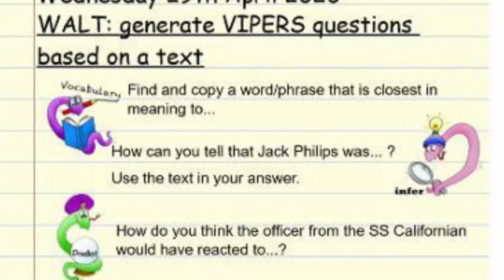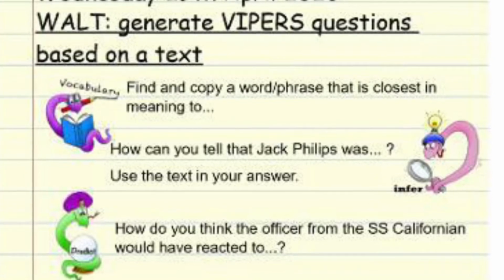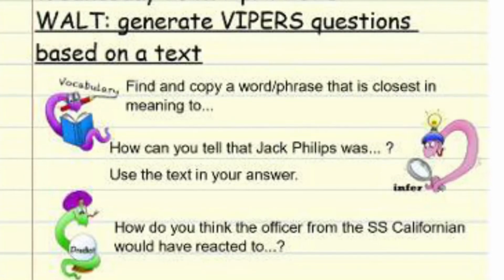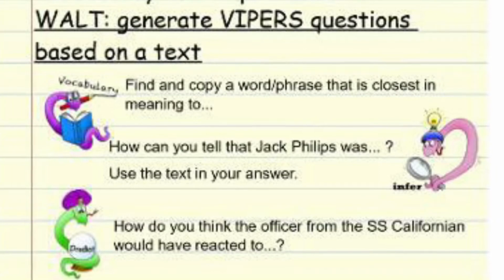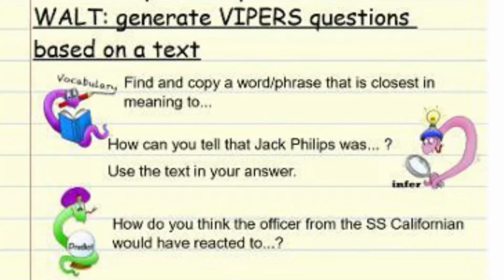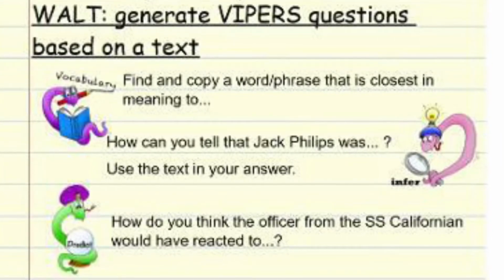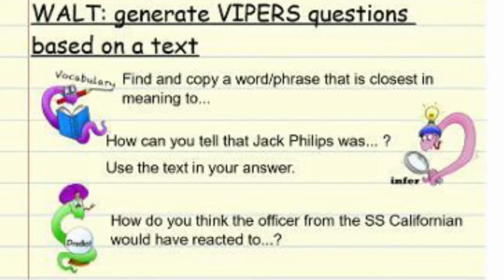Final one on this page is predict. So a prediction question I thought might be a good one was, how do you think the officer from the SS Californian would have reacted to blank? Now if you look in the text, our officer from the SS Californian was told to shut up. So your prediction question might be about how you think he might have reacted to that.